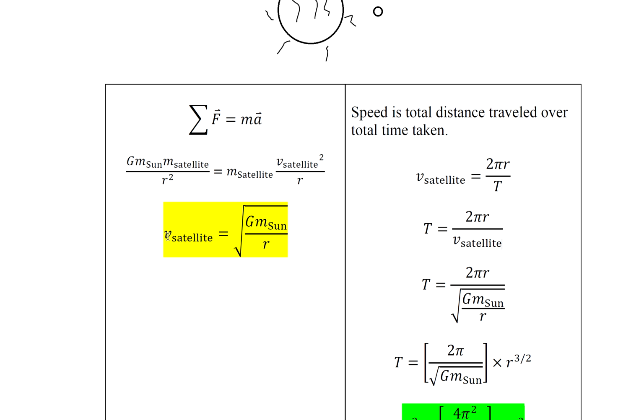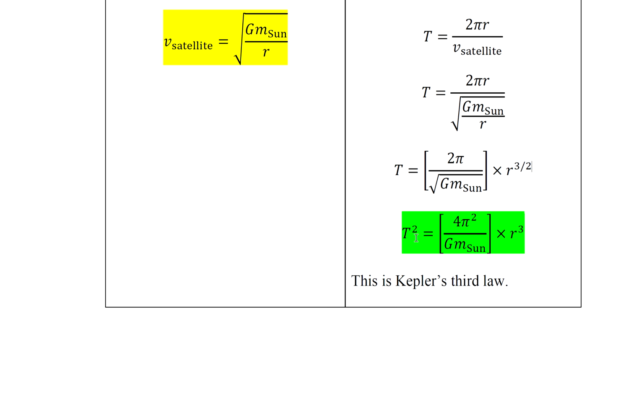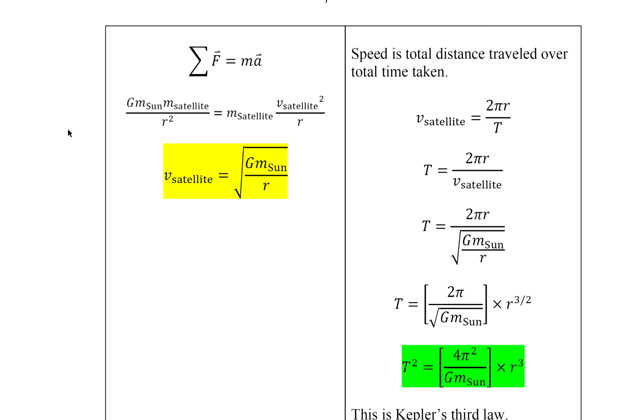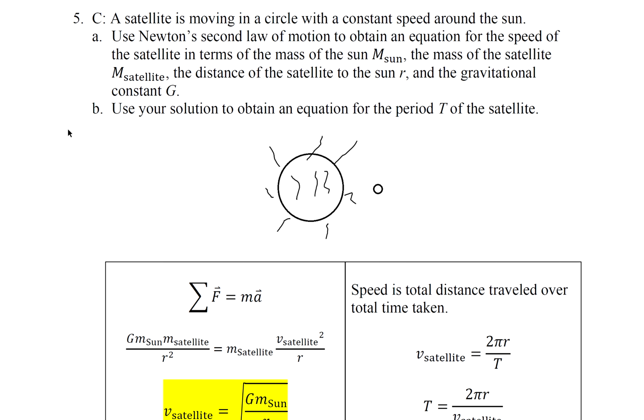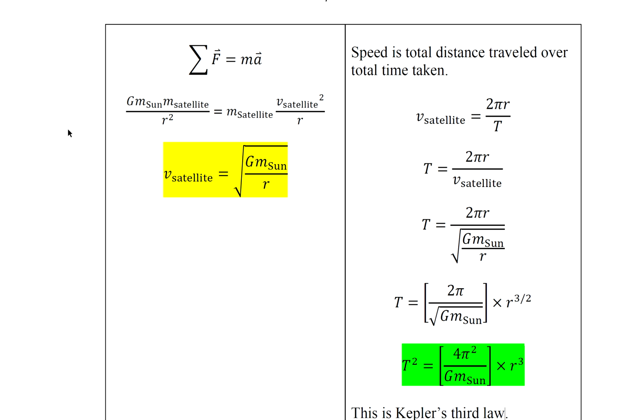Here we're going to substitute what's in yellow in the denominator. And now we're going to square both sides because we don't like r to the 3/2. Now we have period squared is proportional to a constant times the radius cubed. This is Kepler's third law. So understand what I did here, because this is a very famous derivation to derive during an exam.